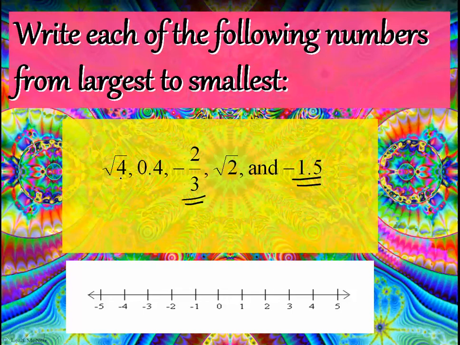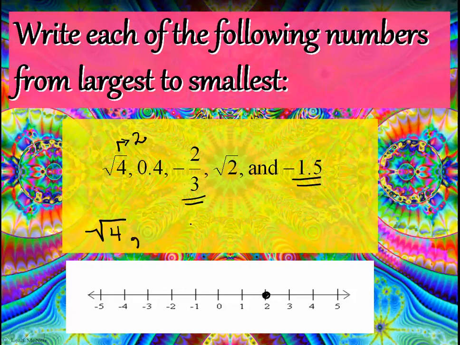I have the square root of 4, which is 2. I have 0.4, and I have the square root of 2. What I know is that this is 2, this would have to be less than 2, and this one is a decimal. It has a whole number of 0, so the largest number must automatically be the square root of 4, which is 2. So the square root of 4 is the largest.